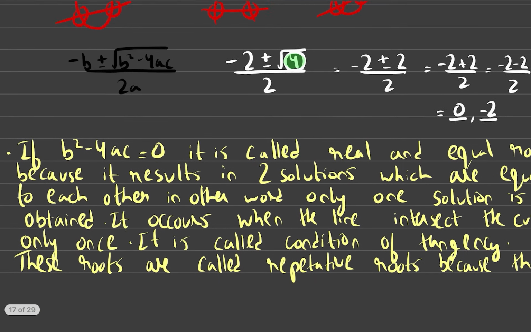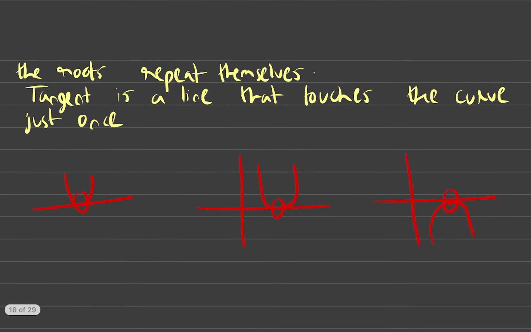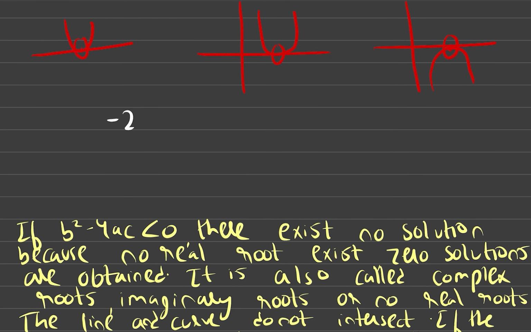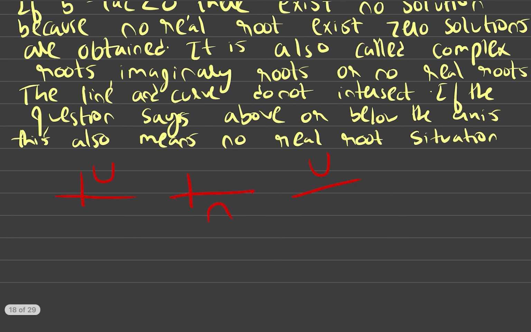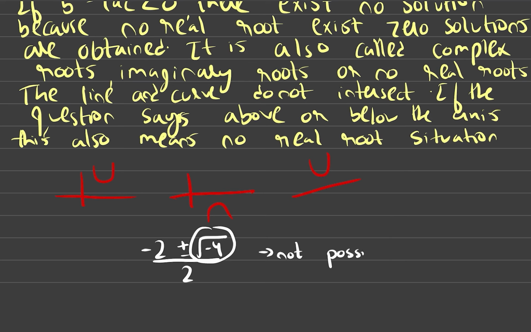Now see here, this one. Let's suppose it's -2 plus minus under root 0 upon 2. How many answers am I getting? -2 upon 2. That's one. In short, this b square minus 4ac, if it's 0, how many answers am I getting? 1. Then, one last case. Let's suppose -2 plus minus under root -4 upon 2. Under root -4 is not possible, which means no root.